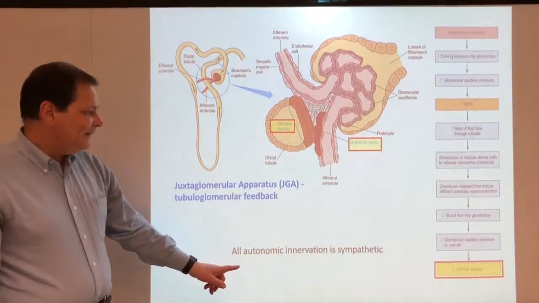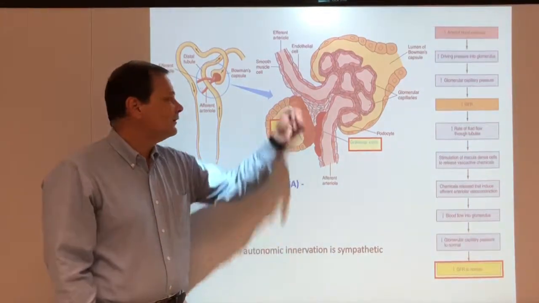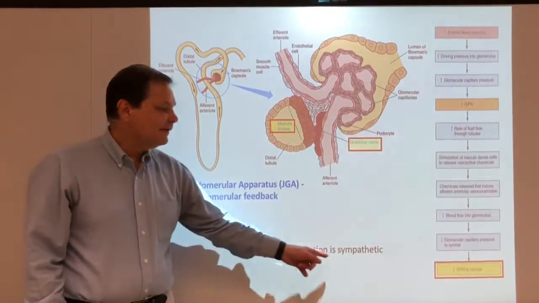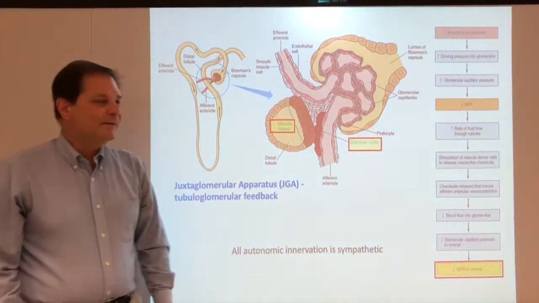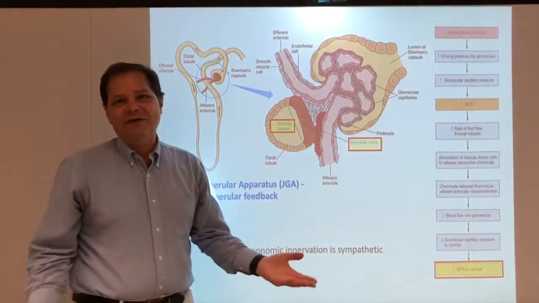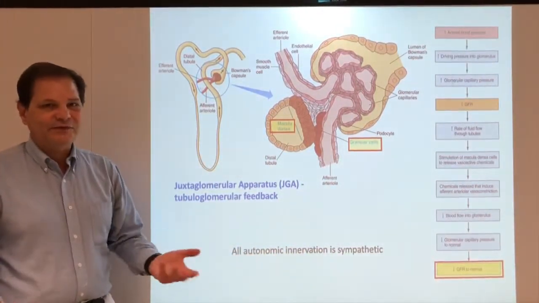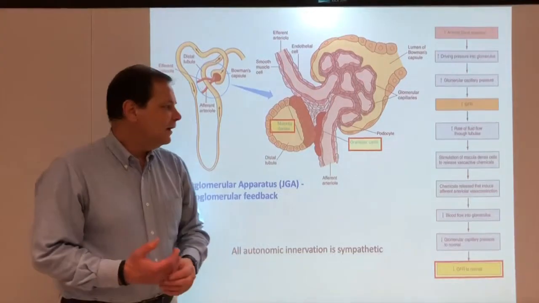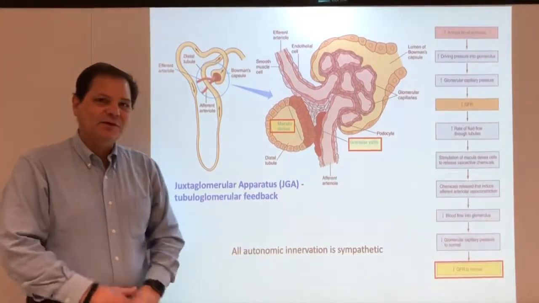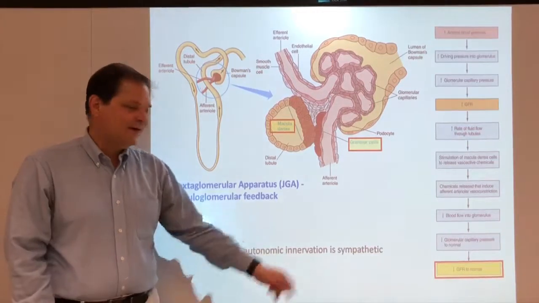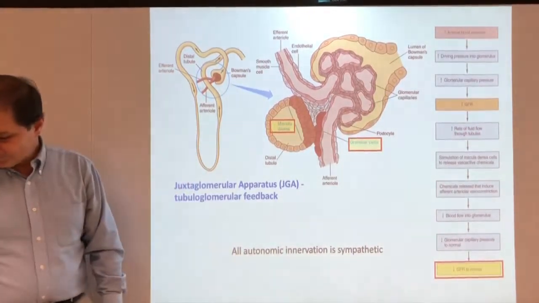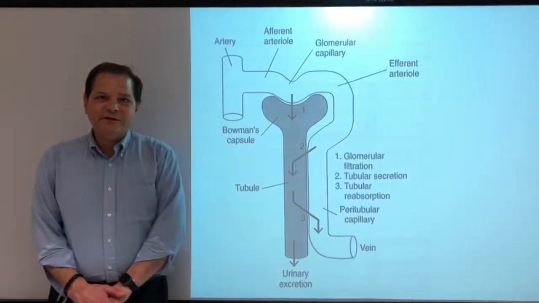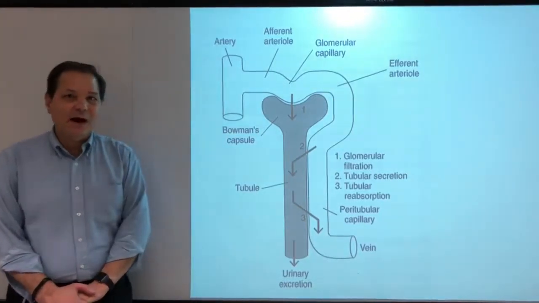Now, do recognize that things like sympathetic innervation of these arterioles will override this. And do also recognize that all autonomic innervation to the kidney is sympathetic. You know that all the innervation to arteriovascular smooth muscle is sympathetic, with a few exceptions, and the kidney in general is the same way. It's sympathetic only, no parasympathetic innervation. Okay, so let's talk a little bit about the process by which urine is formed beyond that.